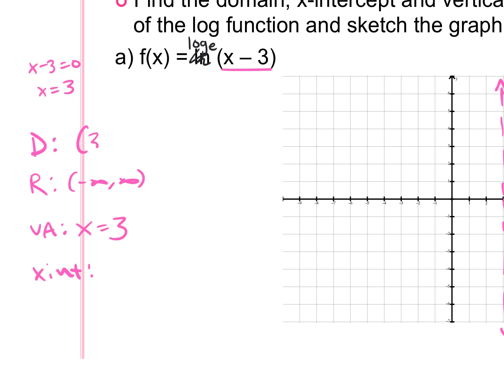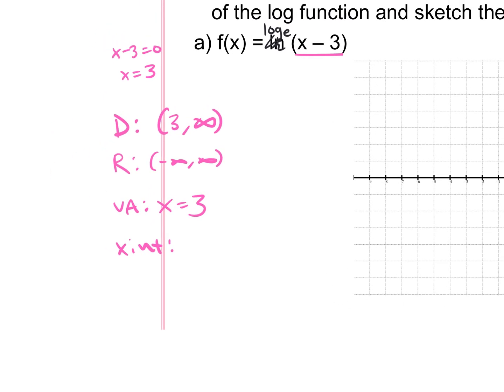3 to infinity, perfect. We don't have any transformations happening where we flip it around, so it's not going to -infinity, so we're good there. Next, let's find our x-intercept. What would our x-intercept be? How do we find the x-intercept? Set the y equal to 0. So we have 0 equals log base e of x minus 3.